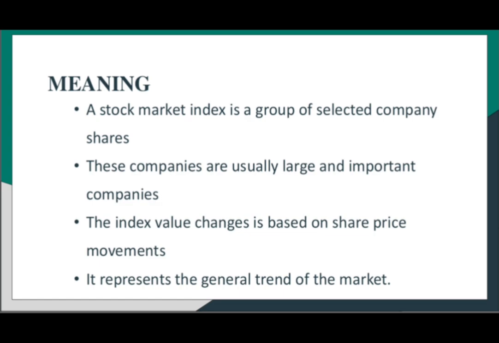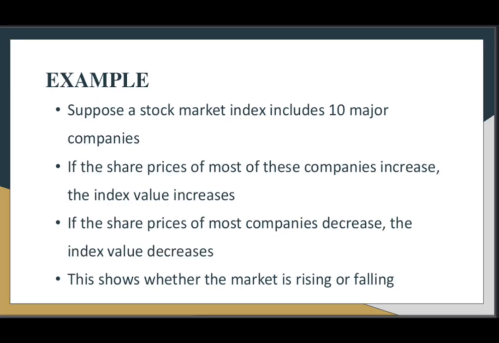When the index number goes up, it means that more share prices in the market are increasing. When the index number goes down, it means that more share prices in the market are decreasing. So, instead of checking the share prices of many companies one by one, we can simply look at the stock market index to understand whether the market is moving up or moving down.